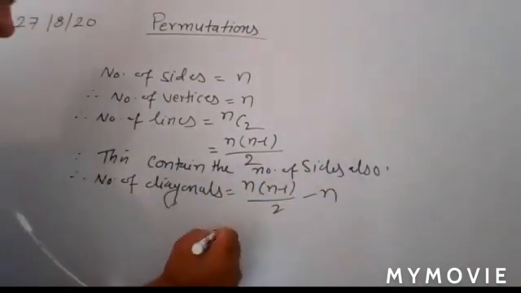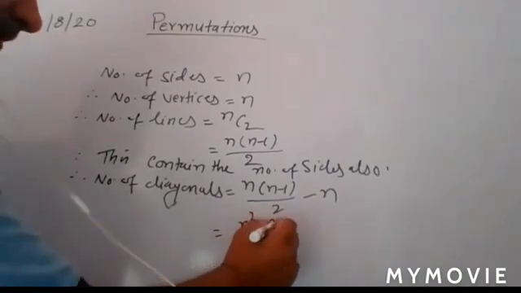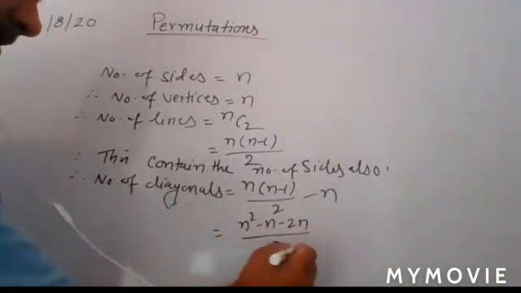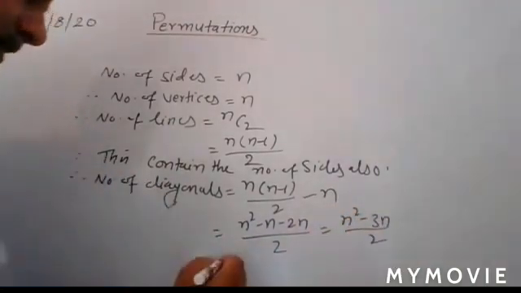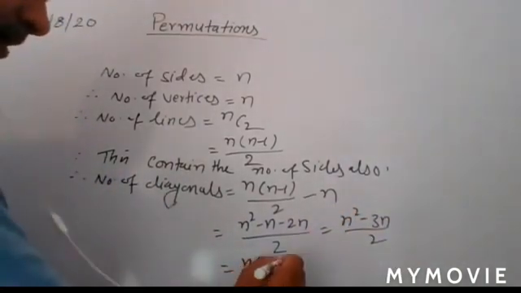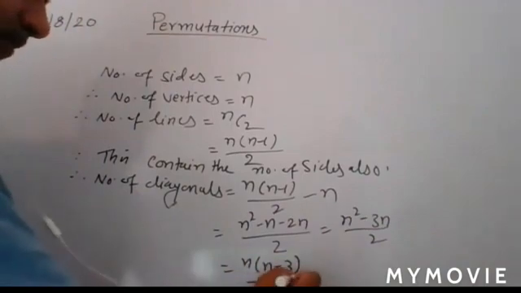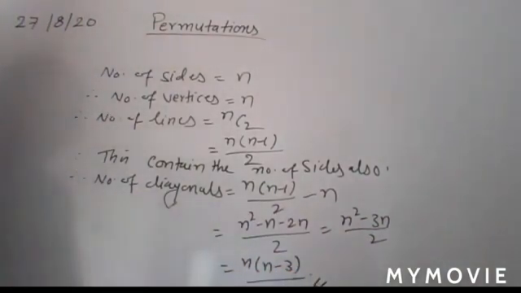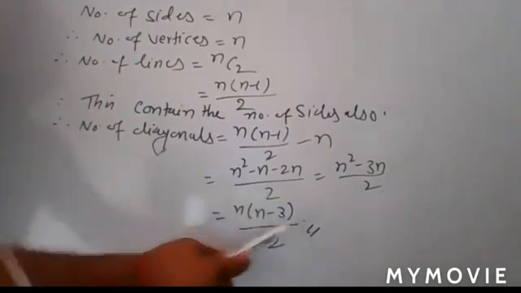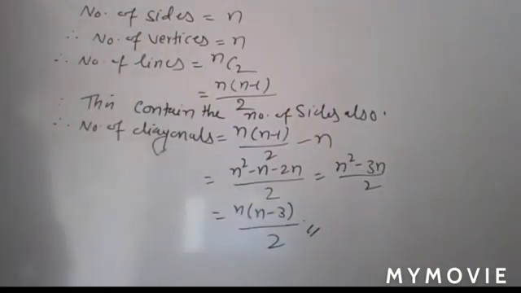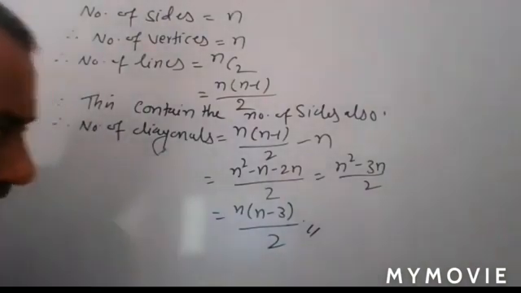Simplifying, you have n square minus n minus 2n divided by 2, which is equal to n square minus 3n by 2. Taking n common, n into n minus 3 by 2 is the number of diagonals. So here the number of diagonals is equal to n into n minus 3 by 2. That gives the number of diagonals of a polygon of n sides.